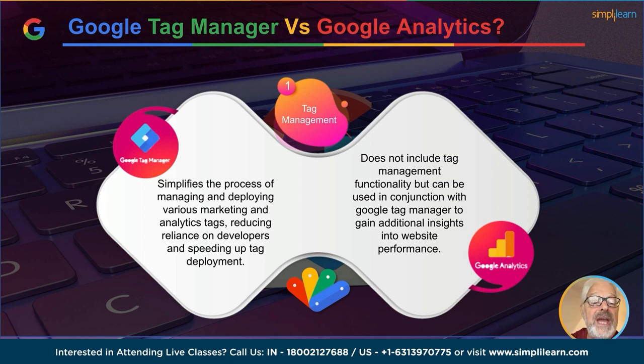Well, that's because GA is a very powerful analytics tool, but it doesn't come with any tag management capabilities. And that's where GTM comes in. GTM and Google Analytics may seem similar at first, but they serve different purposes. GA helps you track and analyze your website traffic, while GTM helps you manage tracking tags. It's like GA is the map that tells you where you are, and GTM is the compass that helps you navigate to where you want to go.